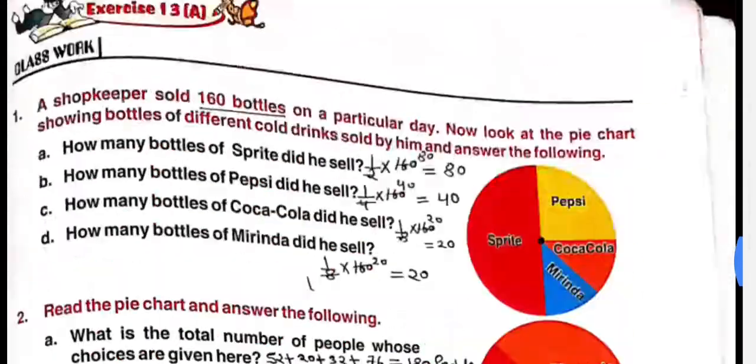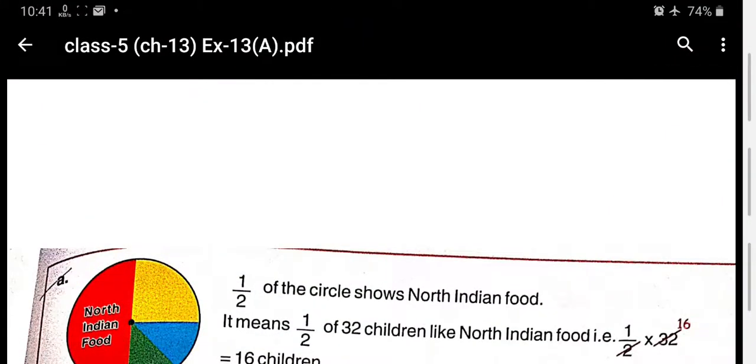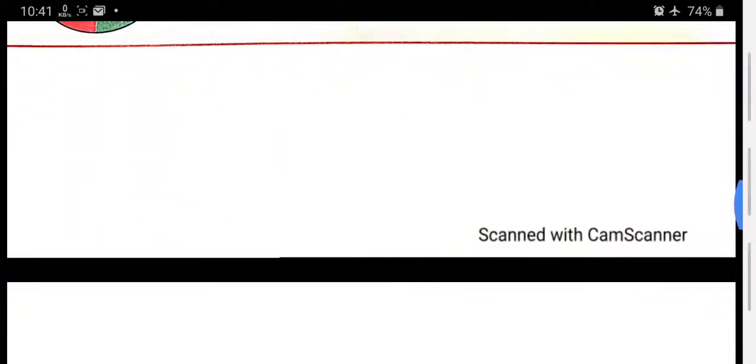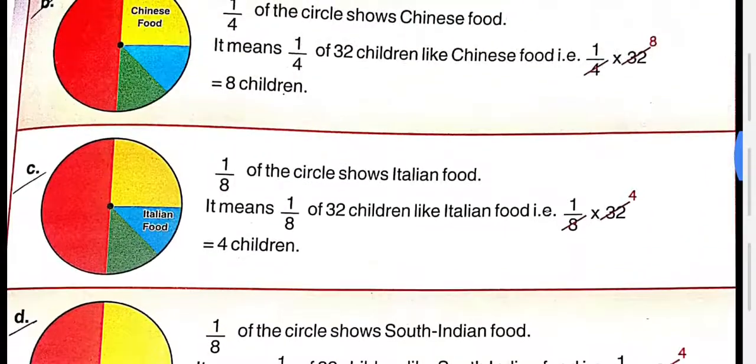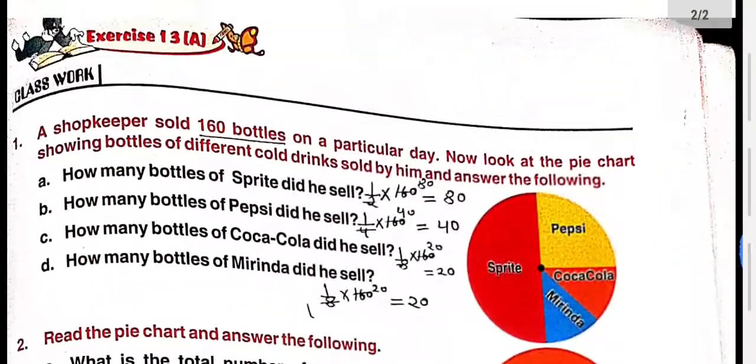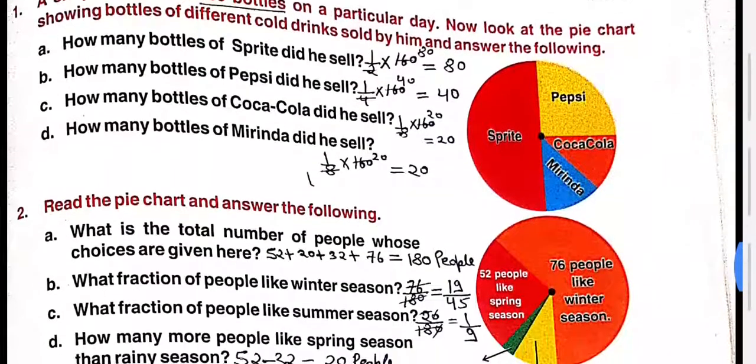I hope all of you have no doubt in this exercise 13A. If you have any doubt in any question, you can ask me now. Your exercise is completed. So all of you write these values in your book now.